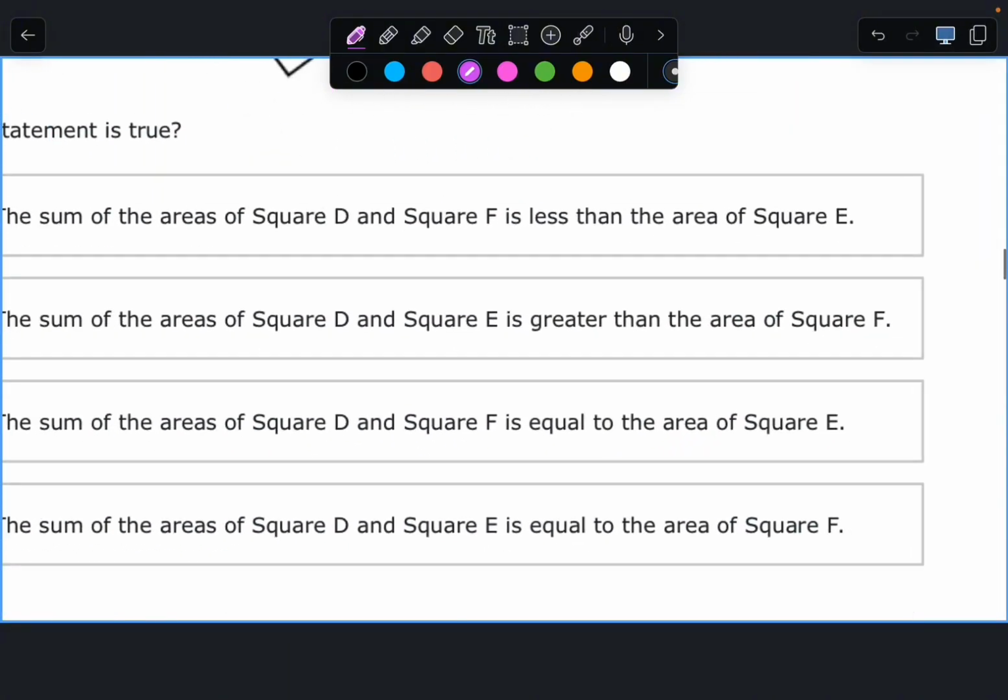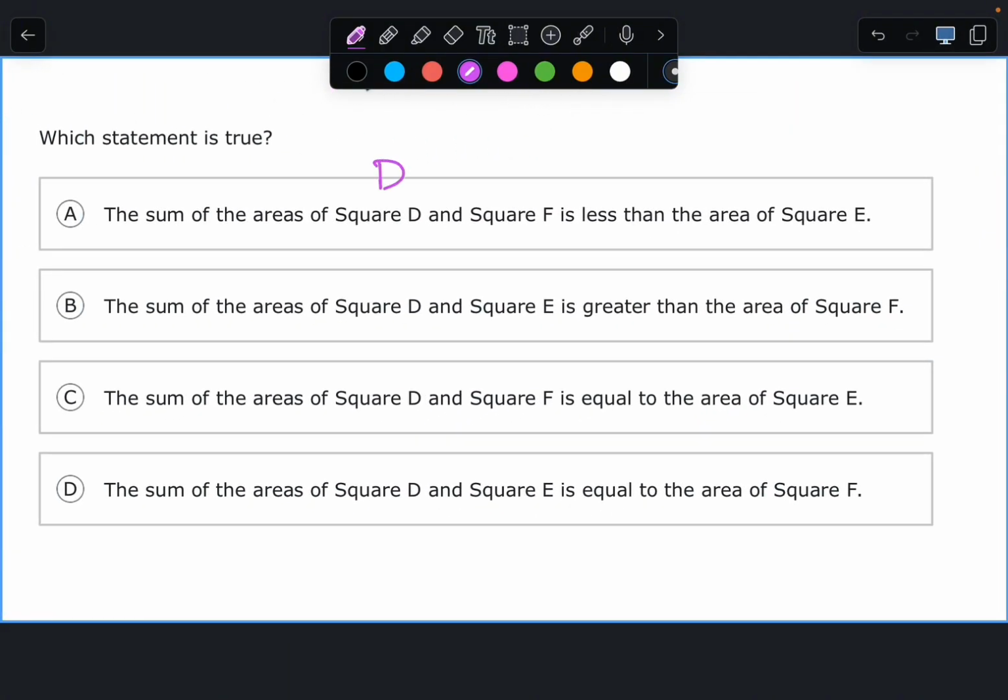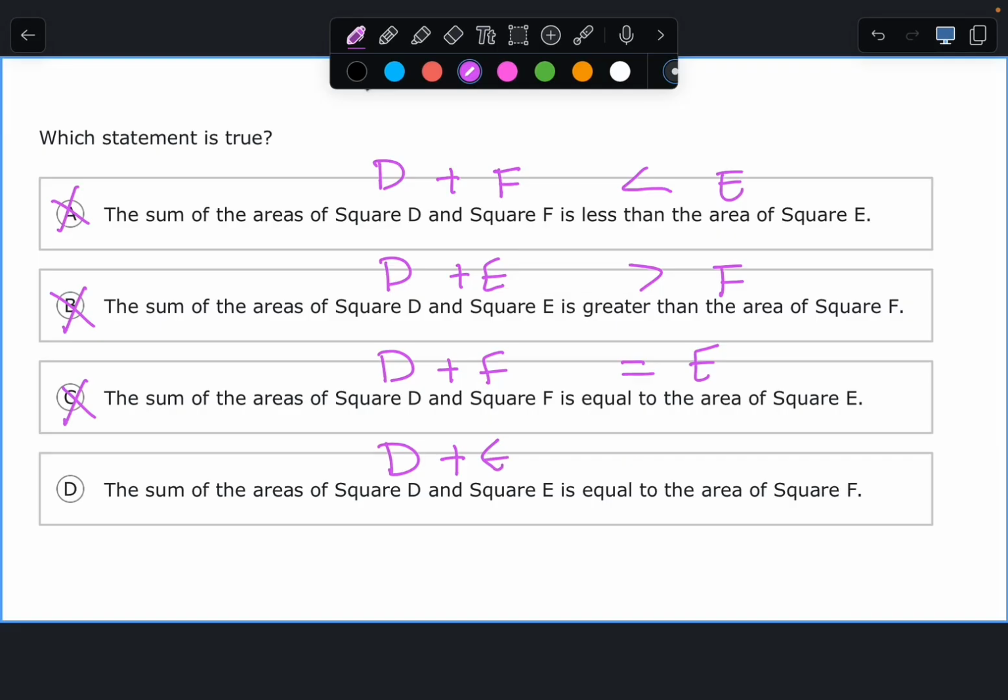The sum of the areas of D plus F is less than E. Is that what we wrote? No, not A. The sum of the areas of D and E is greater than? No. The sum of the areas of D and F is equal to E? No. The sum of the areas of D and E is equal to F? Yes.